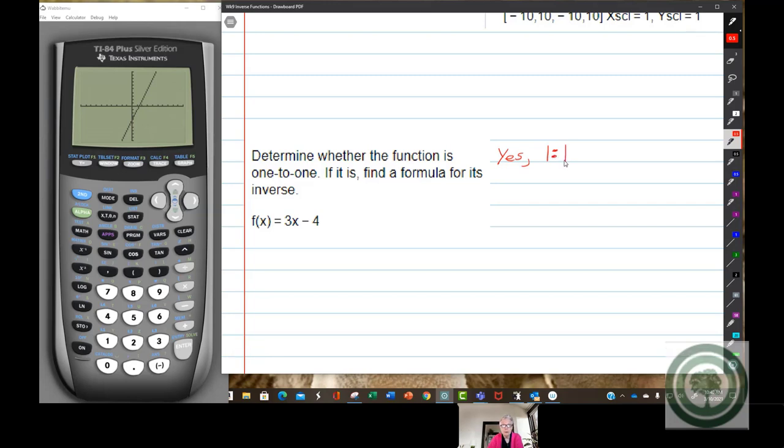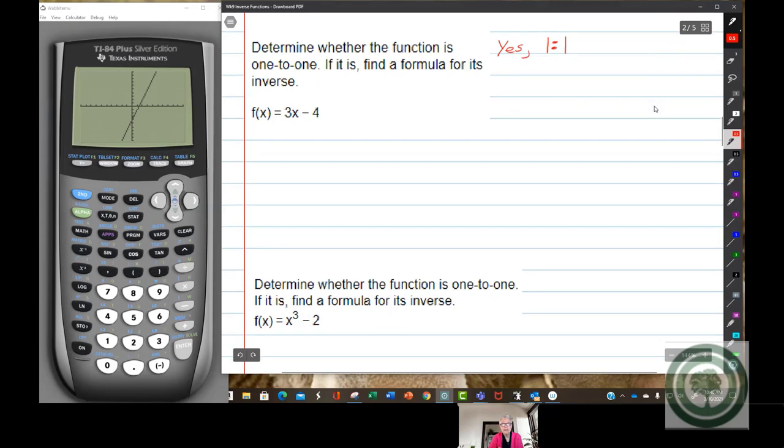We're going to go through the steps to finding an inverse. We've done this before. We did it before the test, and we did it yesterday, and we're going to do it today, over and over again. There are definite steps to follow, and if you follow them, you'll get it right. So here we go. Step one: change the f of x to y. Y equals 3x minus 4.